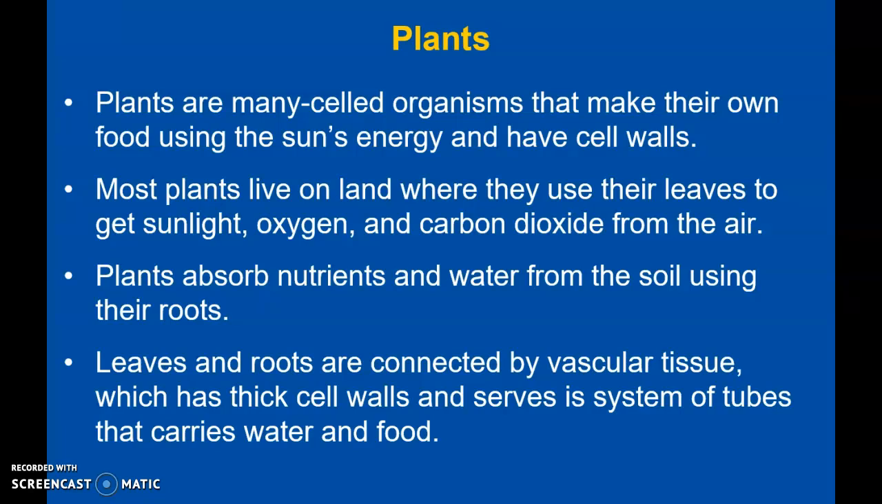So plants are many-celled. They do have a cell wall that allows them to stand upright. Without a cell wall, they would fall over. And they absorb their nutrients from the soil using their root system. So the leaves take in water and the sunlight and the oxygen, and the roots take in other nutrients that they need, and water as well, so that they can grow. And so these leaves and roots are connected by this vascular tissue, and they're like tubes that carry that water and food throughout the plant.